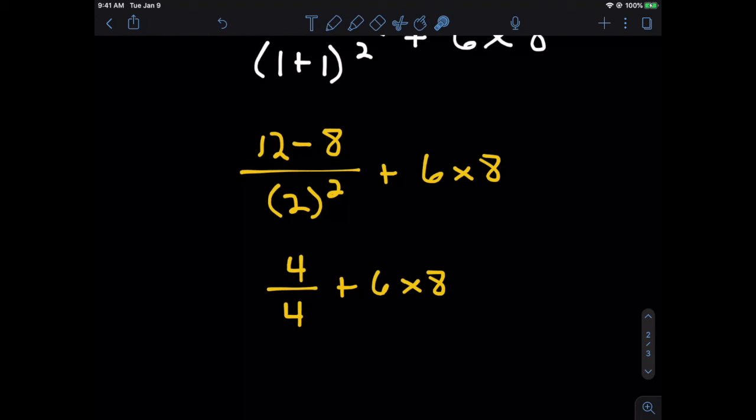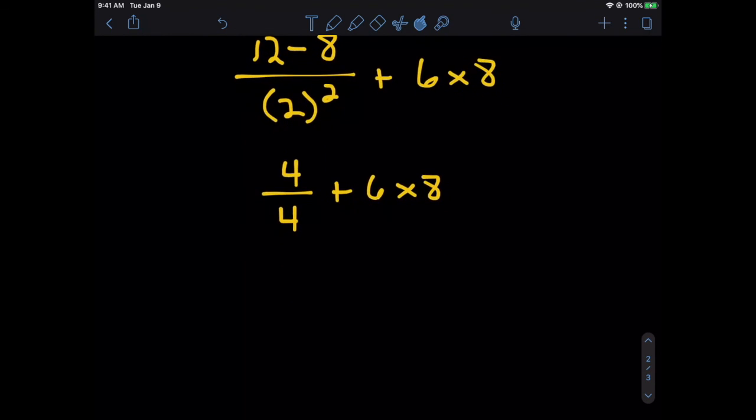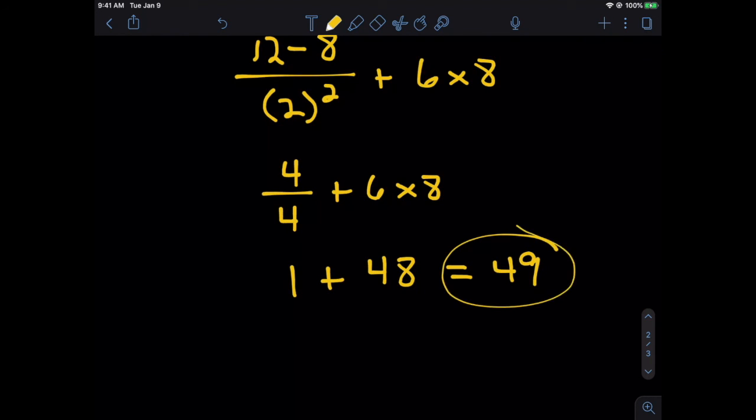Here, we have division, and then we have multiplication over here. 4 divided by 4 is what we're going to do on the left. That gives us 1, and then 6 times 8 is 48. We add those two things together, and that is going to give us a final answer of 49.